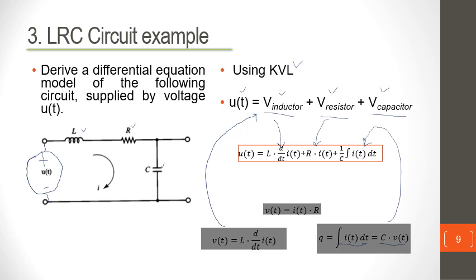Now all of these voltages have to be equal to the supply voltage, which is U of t. So using KVL and these fundamental relationships of how the individual elements work, we are able to derive a differential and integral equation, because we have an integration here, of our LRC circuit.